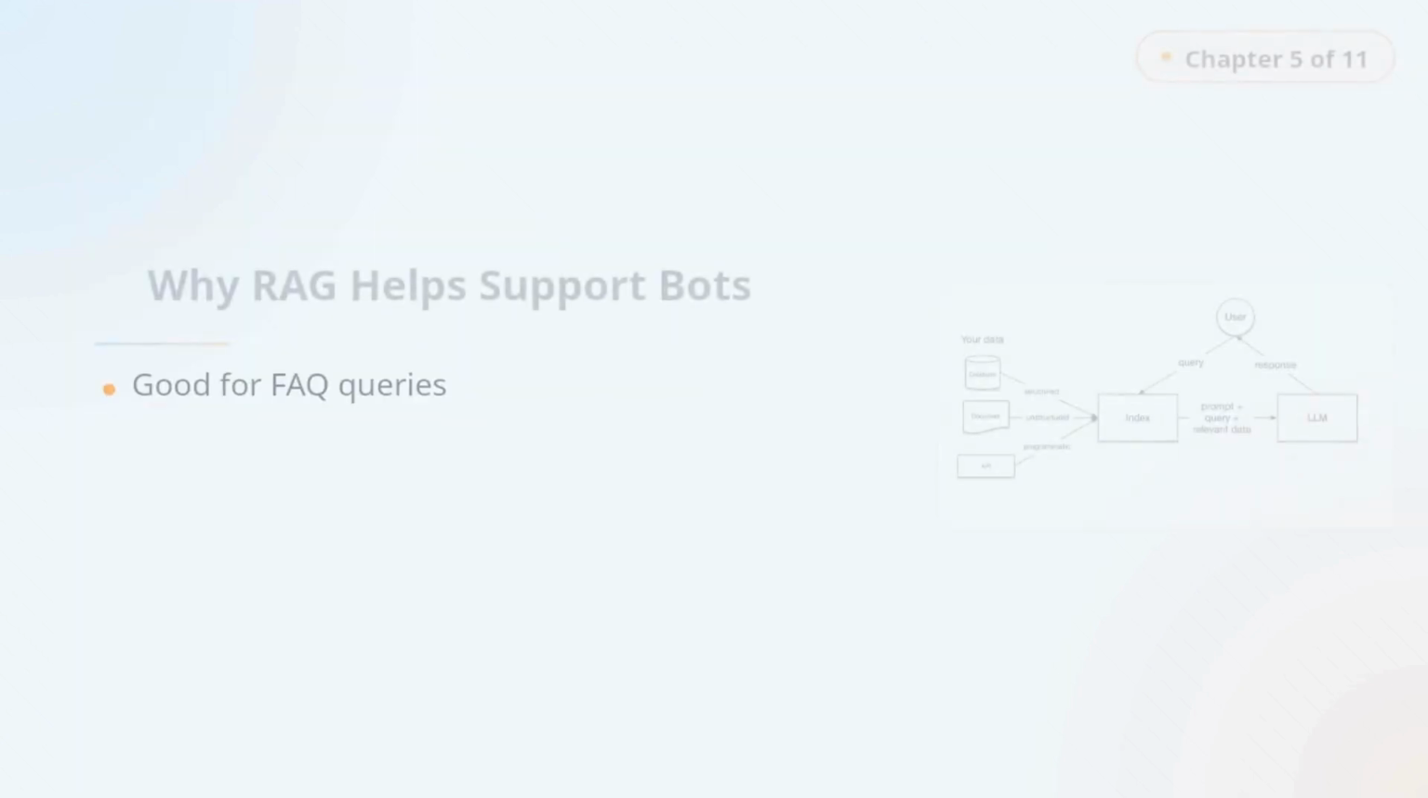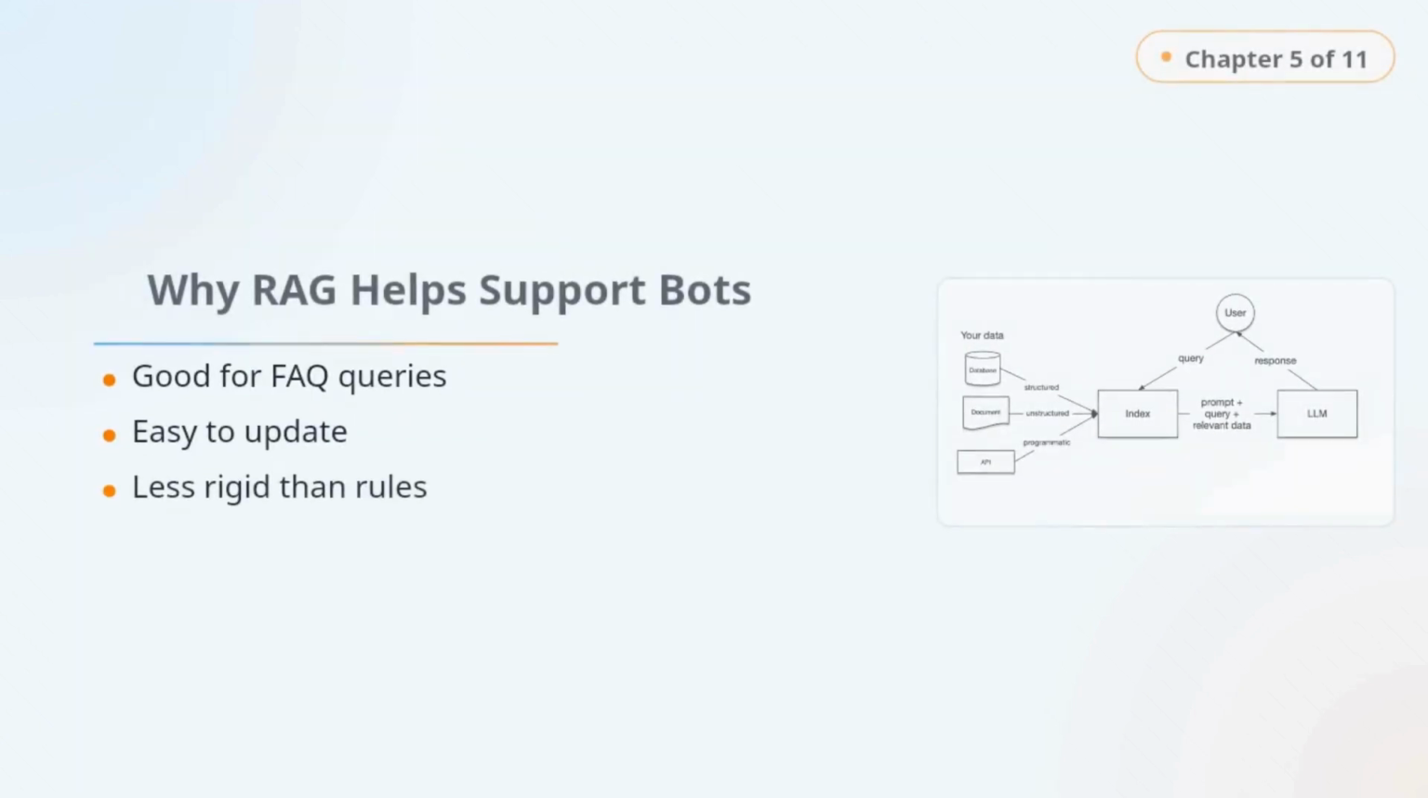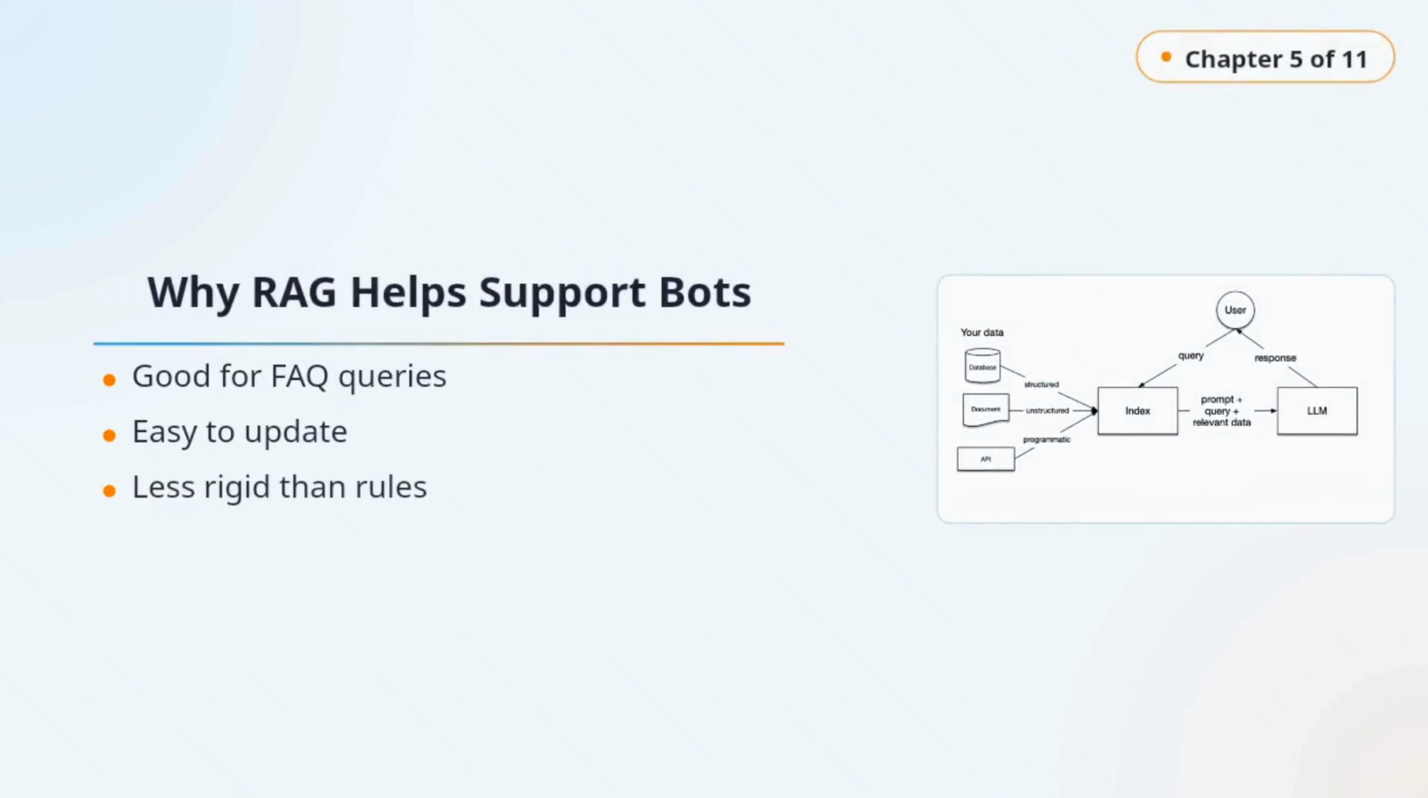Imagine an e-commerce website with refund and return policies. In older systems, you had rigid rules or intent classifiers, and every policy change meant manual updates. With RAG, the chatbot can pull the latest answer from FAQs, legal pages, or internal docs. That makes the system more flexible, easier to maintain, and more useful to customers.